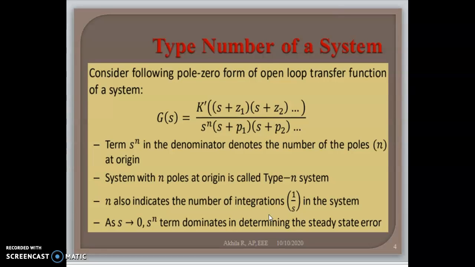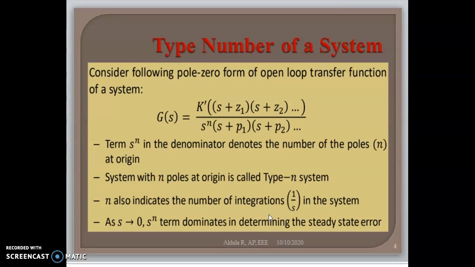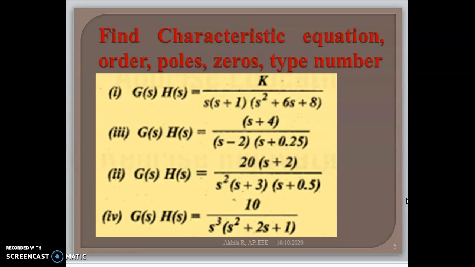So let's see a few examples. The first expression is K by s into (s plus 1) into (s square plus 6s plus 8). As you can see, the highest power of s is going to be 4, so the order of the system is going to be 4. And the characteristic equation is s into (s plus 1) into (s square plus 6s plus 8) equal to 0. You don't have any zeros for this system.